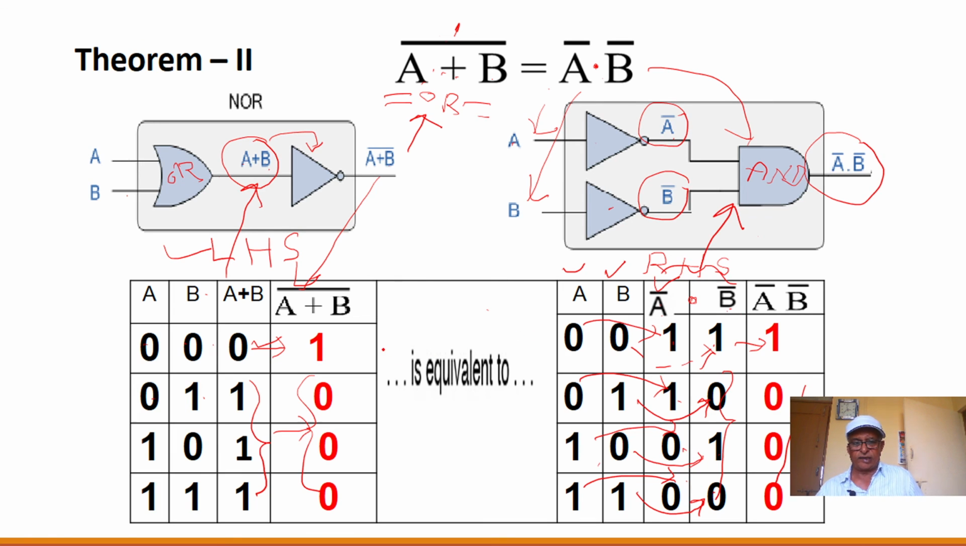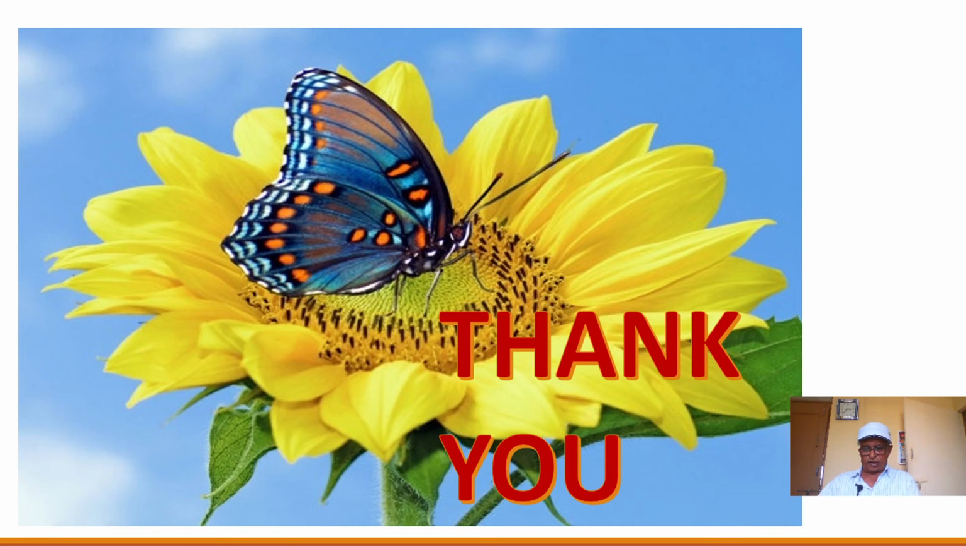Now if we consider this column on the left hand side and this column on right hand side, both columns are equal, so this proves the De Morgan's second theorem. So these are the two theorems we have discussed. So this is the educational purpose video on the logic gates. Thank you. Good day.